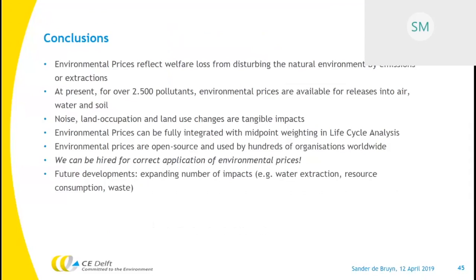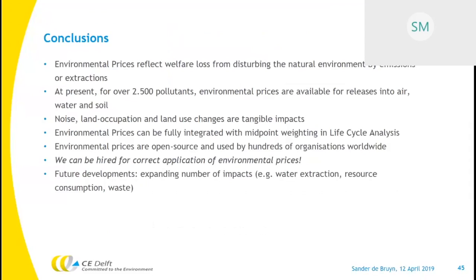It's also important to understand that if you undertake life cycle analysis, it is a great tool to immediately monetize the impacts from the life cycle analysis. And also, it is basically open source. We developed this for the Dutch government with the explicit goal of distributing it openly so that everybody can use it. I must say that we also thought about making a business model in giving advice on the correct application of environmental prices. That's always possible because it is a complicated system, so if people want to have advice, they can contact us.